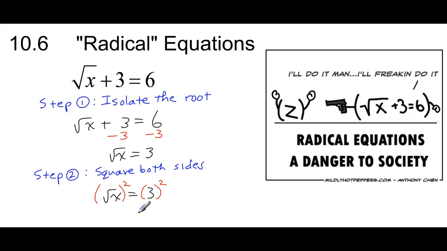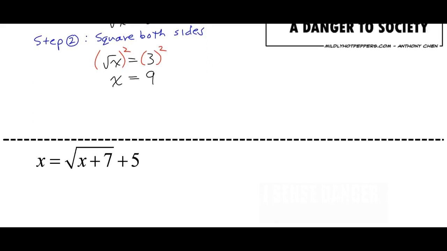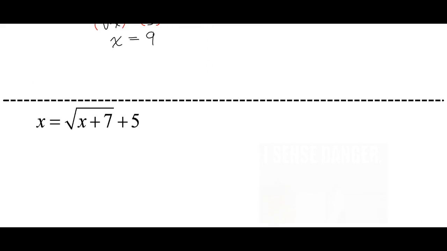And you can see what the answer comes out to be. Square root squared, you end up with x. 3 squared, you end up with 9. And there's your answer. So those two steps were fairly easy in this example. What we have to practice is slightly more complicated examples. So let's next take a look at this problem here.